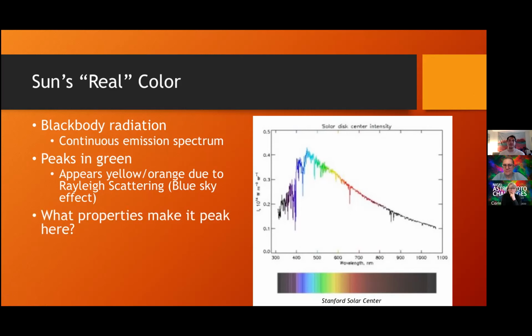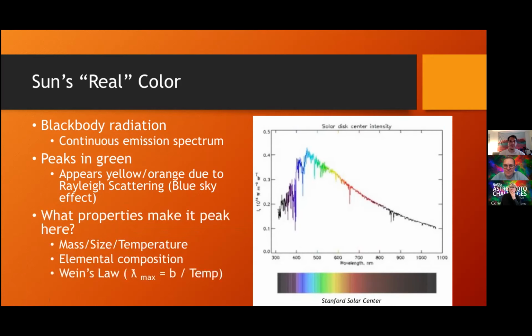And what properties make the sun, which again is a star, and I'm going to talk more broadly about stars in a minute here, but let's talk about what properties make it peak here. It's not just random what color stars happen to be. The biggest one is mass, which is going to dictate the size and the temperature. Next up is elemental composition, and I'm going to talk very briefly about spectroscopy on the next slide there. Basically, what makes up the star is going to determine what colors are actually in the star. And then the final thing is just the equation that actually dictates this, called Wien's law. It just says that the max wavelength is proportional to this constant divided by temperature. So it is really the temperature that dictates what color it's going to peak in here.